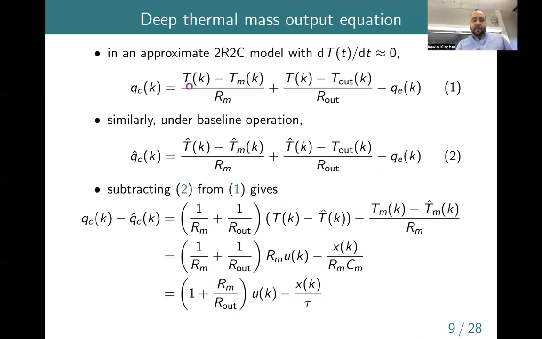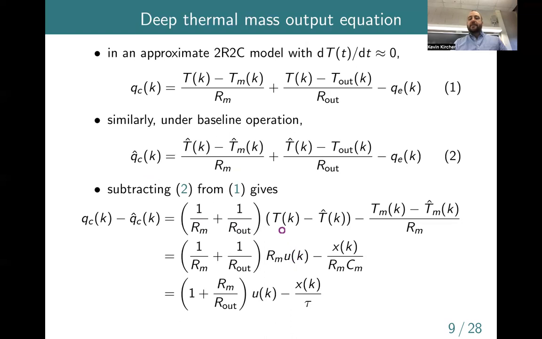Okay, so then you can see we've got a T minus T hat term divided by Rm, and that's what this R is from. And then we'll have another term here where we have a T minus T hat divided by R out for the outdoor temperature. And so that's where the R out is coming from. And then we also have a Tm minus Tm hat divided by Rm. So that's where this term here is coming from.